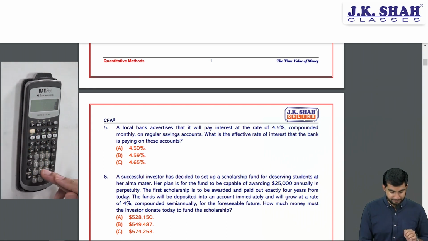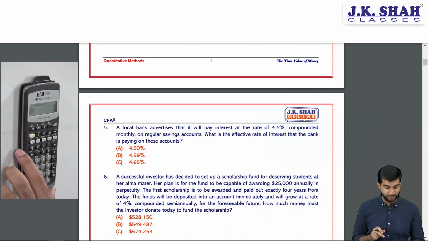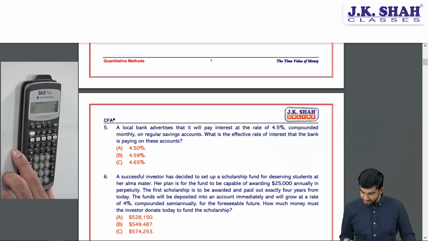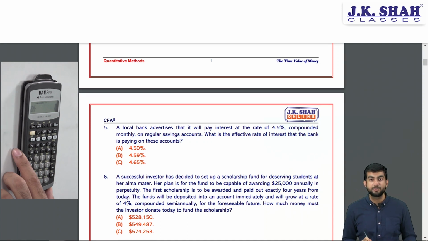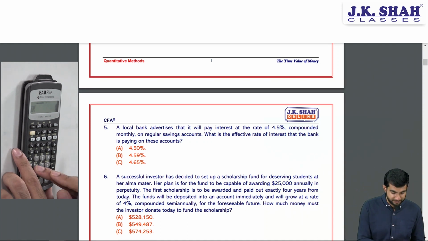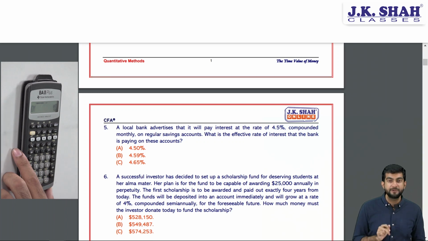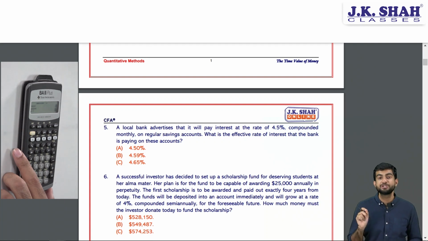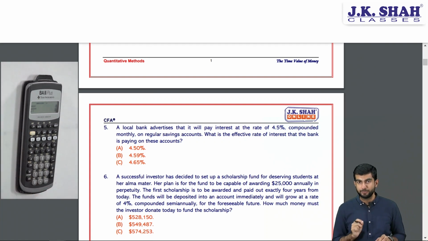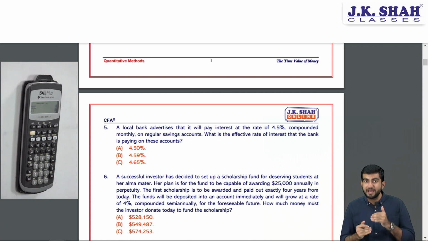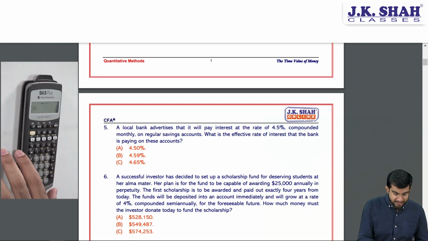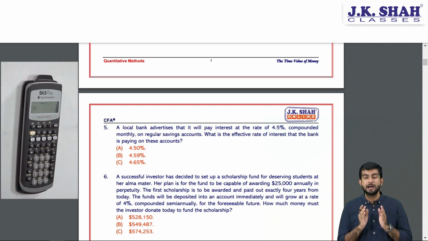Press second, press 2. Your calculator will show you NOM, N-O-M. NOM means the rate of interest mentioned in the question, which is 4.5%. Input 4.5, press the enter key, press down arrow, it would be showing you EFF is equal to. Now EFF is the effective rate of interest what we are asked to find out in this question. So we don't know that. Press the down arrow. C upon Y.